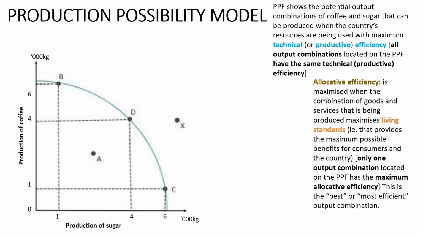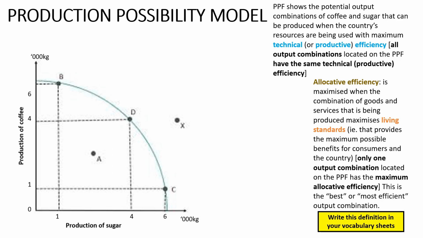This is because not only does this output combination, like other output combinations on the production possibility frontier, result in the country's resources being used to maximum technical efficiency, but this output combination, unlike any of the other output combinations on the production possibility frontier, results in the maximum allocative efficiency. That is, the maximum possible living standards. Look down the left-hand side of your vocabulary sheets, find the term allocative efficiency and write this definition in there.